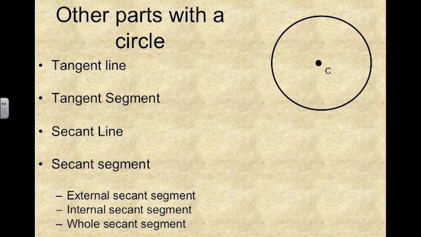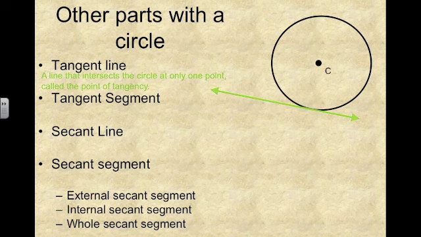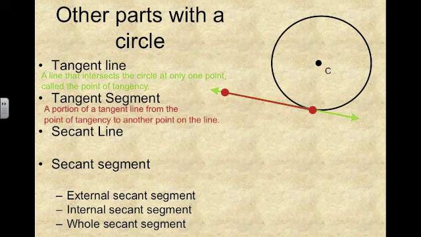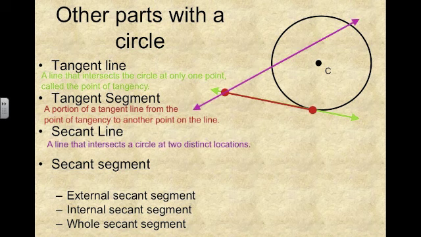Well, a tangent line is just a line that intersects a circle at only one point, called the point of tangency. A line that intersects a circle at only one point. So it's kind of like a line that bumps off the edge of a circle. Now, a tangent segment is just a portion of a tangent from that point of tangency to some point outside the circle, beyond it, okay? This goes on beyond it. So that's a tangent segment.